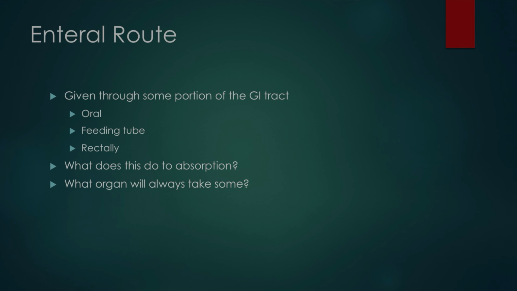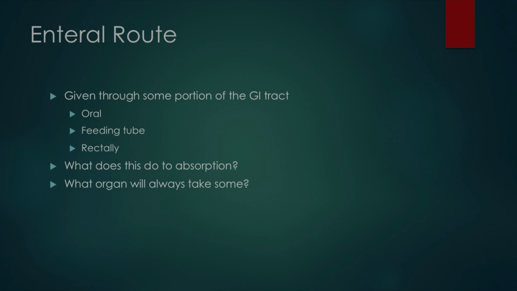The enteral route refers to medications given through some portion of the gastrointestinal tract. This includes oral administration, delivery through a feeding tube, or rectal administration. Because the medication must pass through the GI system, absorption is slower compared to parenteral routes. On average, onset occurs in about 30 to 90 minutes, depending on the drug, formulation, and patient factors.